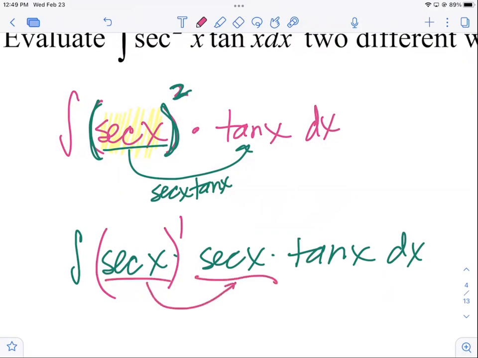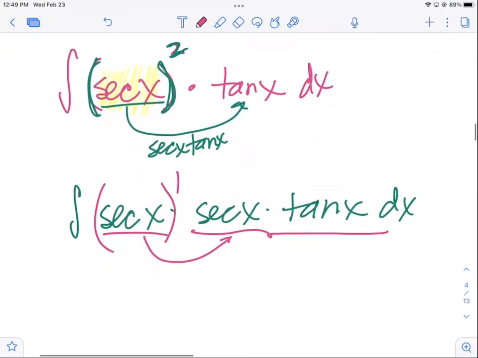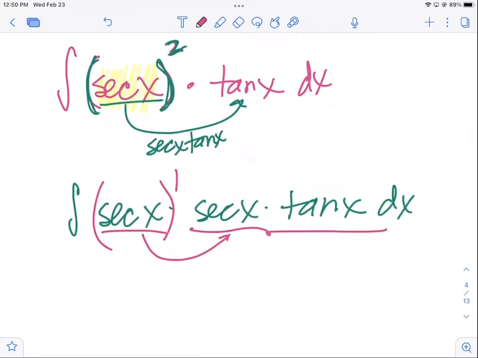And what's the derivative of secant? Secant tangent. Am I off by anything? Nope. So there's no writer other than a 1. There's no correction to make. So I go straight to the antiderivative. The secant tangent gets packaged back up.